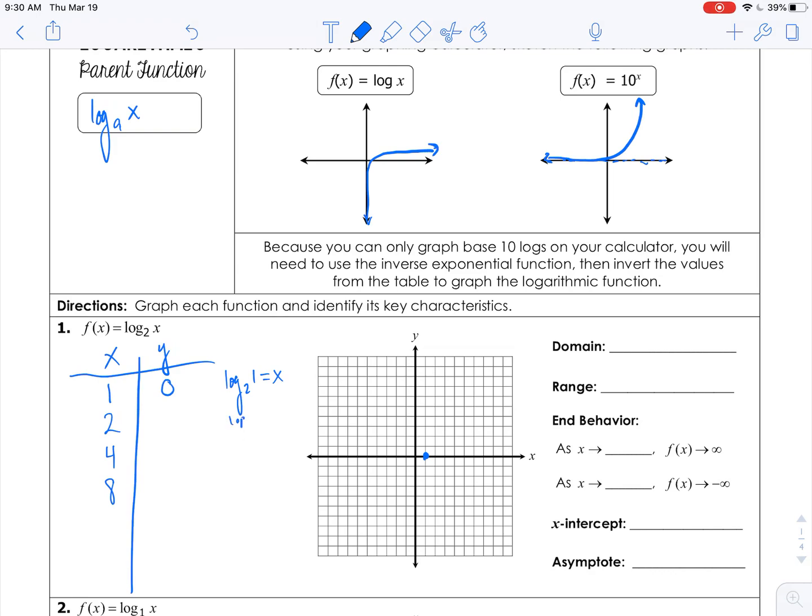And now, log base 2 of 2 equals x. 2 to what power gets me 2? It's going to be 1. 2 to what power gets me 4? It's going to be 2 squared. So 1, 2, 3, 4. And then 2 to what power gets me 8? Well, that's 2 to the third. 1, 2, 3, 4, 5, 6, 7, 8.